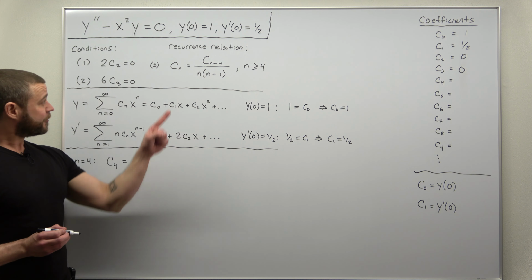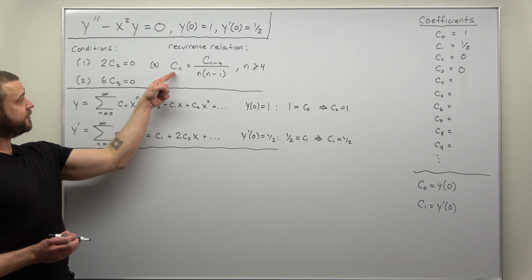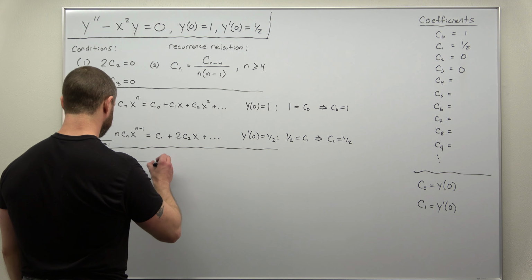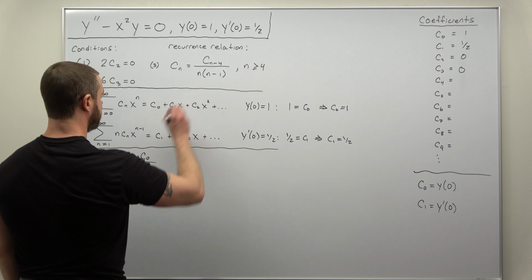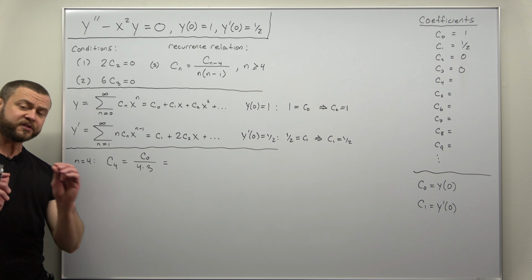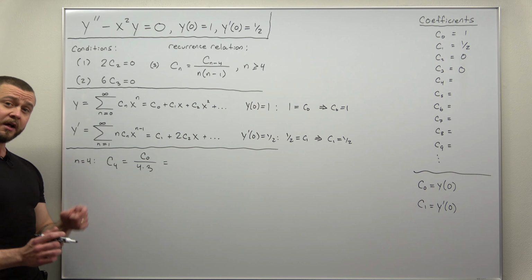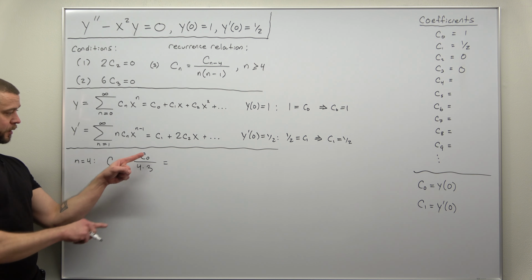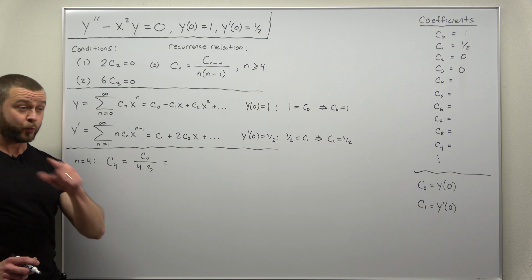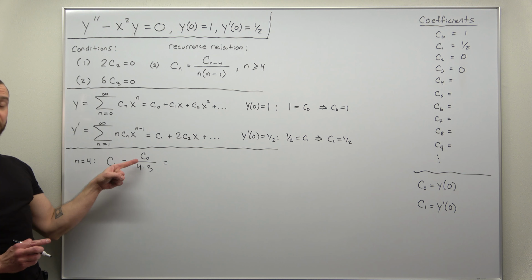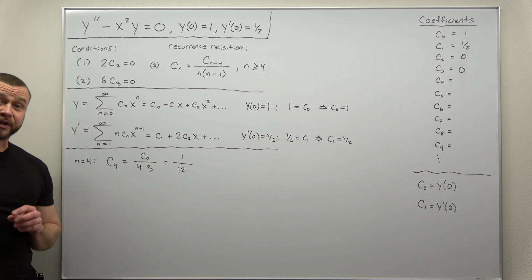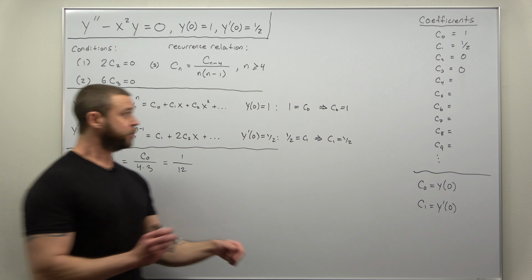And I'm going to plug that in everywhere that I see n. So c sub 4, we get now in that numerator c sub 0, and then we have 4 times 3. And this is where the aspect of recursion comes in. To get the value of c sub 4, notice we need the value of the previous term or coefficient, c sub 0, which we have. We have c sub 0 as 1, so if you plug that in, we get c sub 4 as 1 over 12. So let's put that in our list.